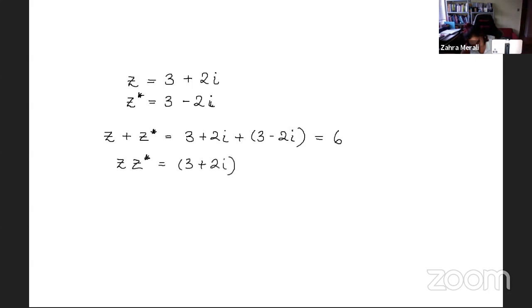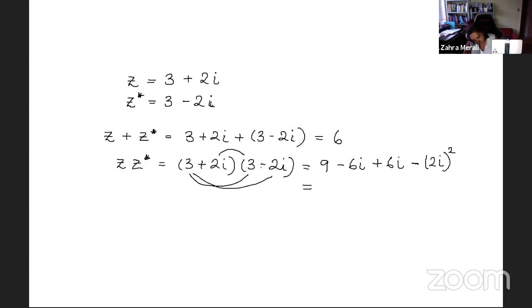Let's try multiplying them. 3 plus 2i, 3 minus 2i. You might notice it's a difference of two squares, but if you don't, let's go through it step by step. 3 times 3 gives you 9. 3 times minus 2i, so we get minus 6i. Then we've got plus 6i, and then we've got a plus and a minus to make a minus, and then we've got 2i squared.